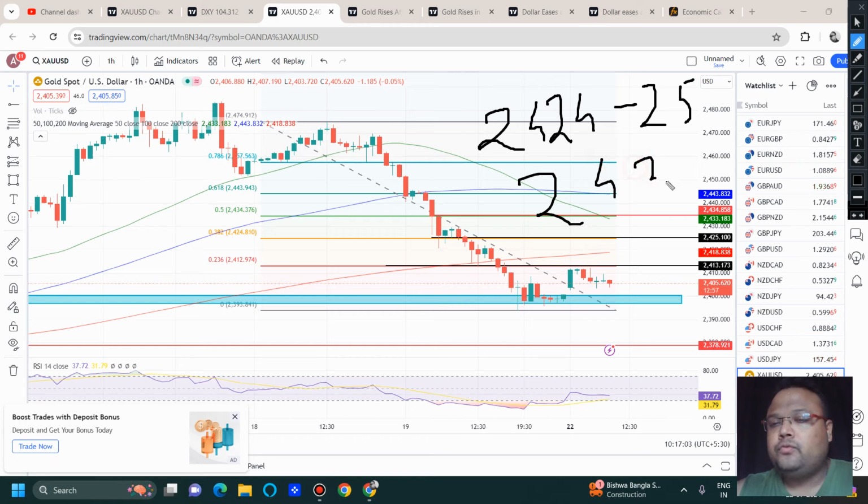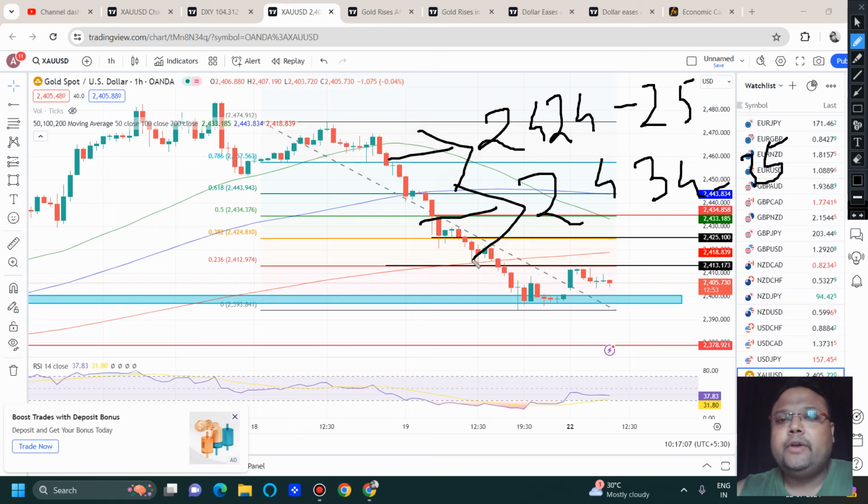and then 2434, 2435. These are the two levels where we can look for a quick selling opportunity of 40-50 pips before the US session. Why before the US session? Because the US session brings volume.